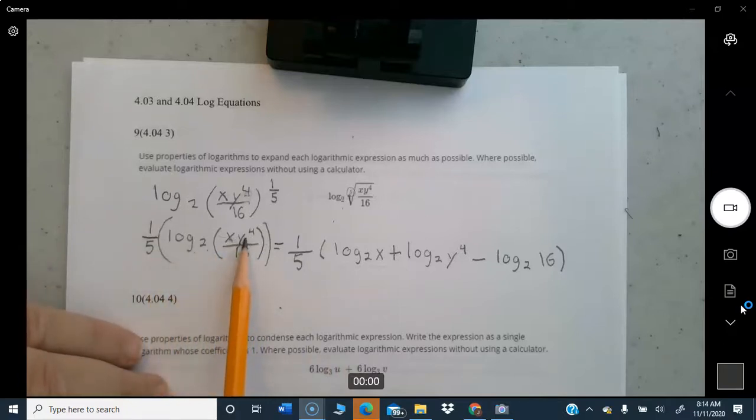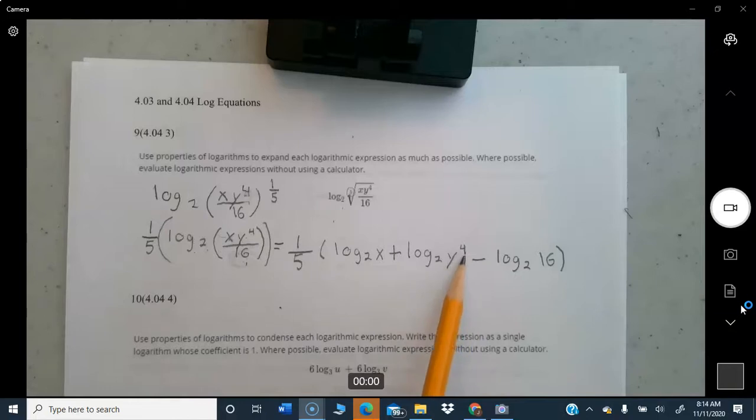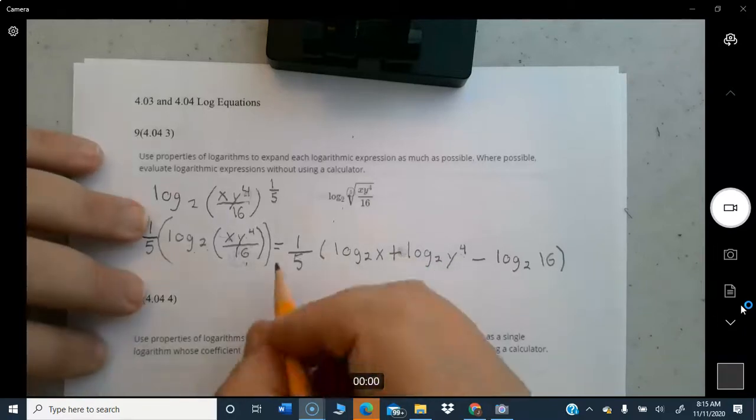Log of x times y to the 4th is log 2 of x, log 2 of y to the 4th. And then you divide by something. That means you're going to subtract this. So it's minus log 2 of 16. So just look at this, look at that, until you're comfortable that that's all okay, because it is all okay. All right. Now, one thing we can do to simplify this is we can take this exponent of y here and bring it out in front of this log only. Not in front of the whole thing, but in front of this log right there, okay? So I'm going to write 1/5.